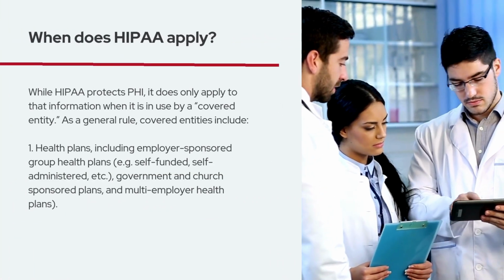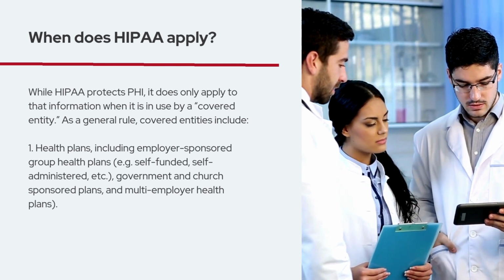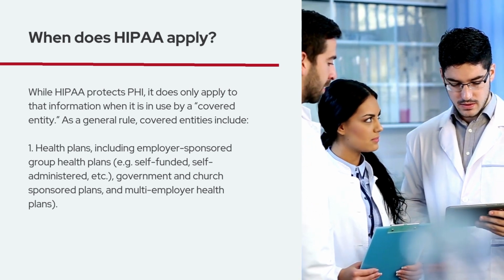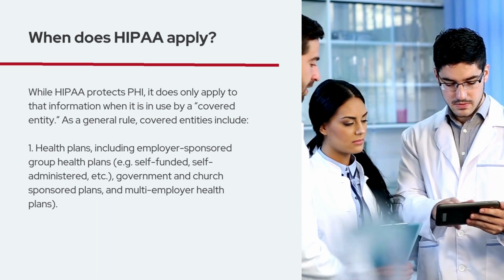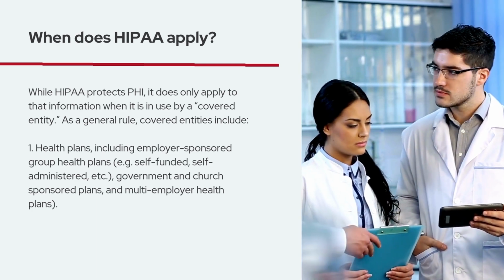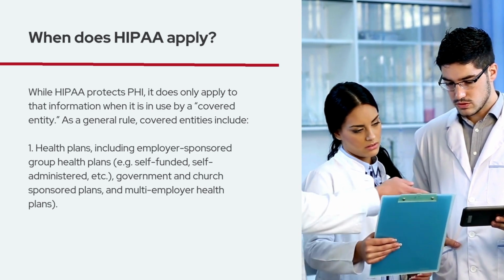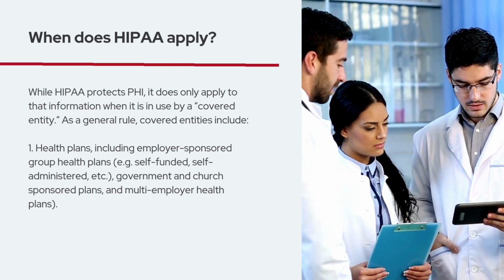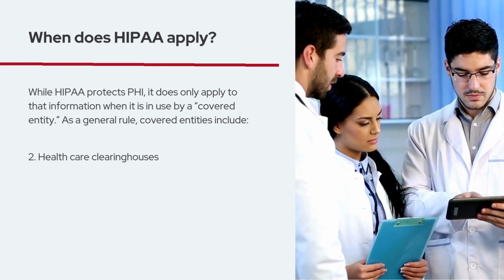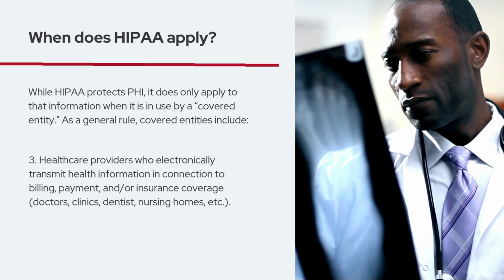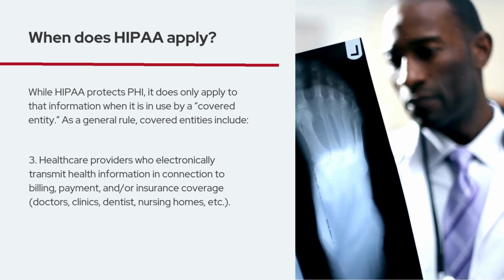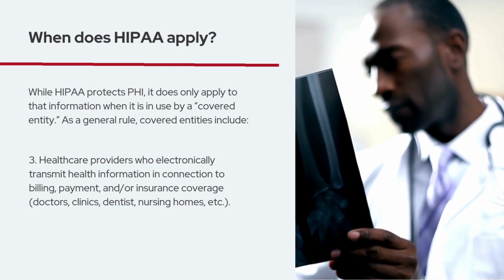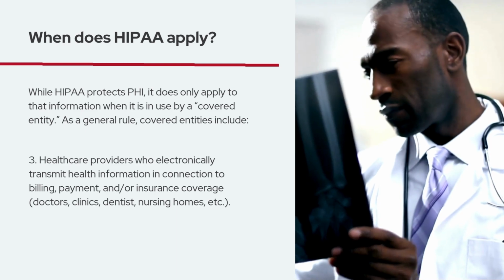When does HIPAA apply? While HIPAA protects PHI, it only applies to that information when it is in use by a covered entity. As a general rule, covered entities include: number 1, health plans, including employer-sponsored group health plans, for example self-funded, self-administered, etc., government and church-sponsored plans, and multi-employer health plans. Number 2, healthcare clearinghouses. And number 3, healthcare providers who electronically transmit health information in connection with billing, payment, and/or insurance coverage: doctors, clinics, dentists, nursing homes, etc.